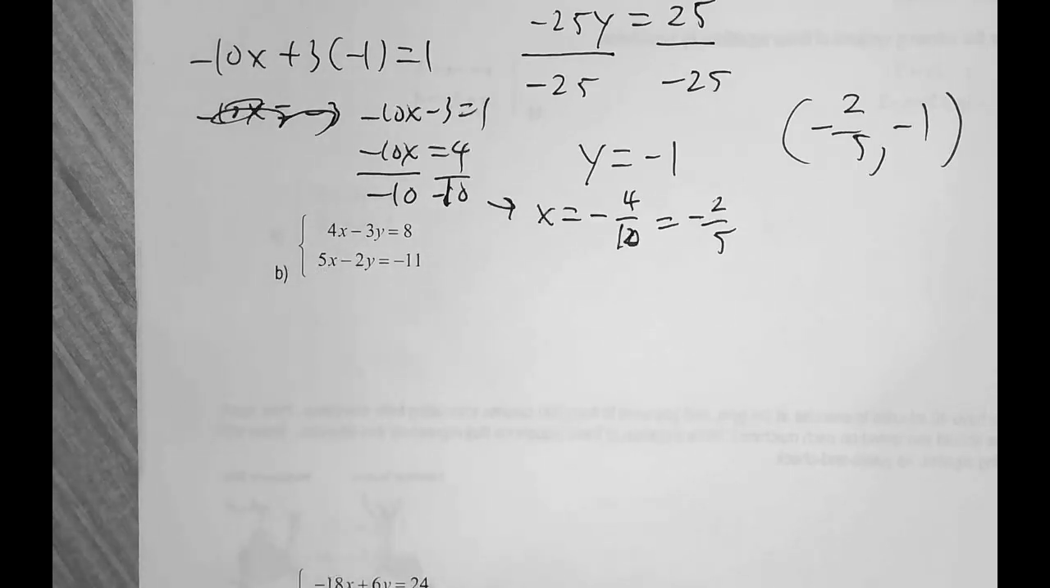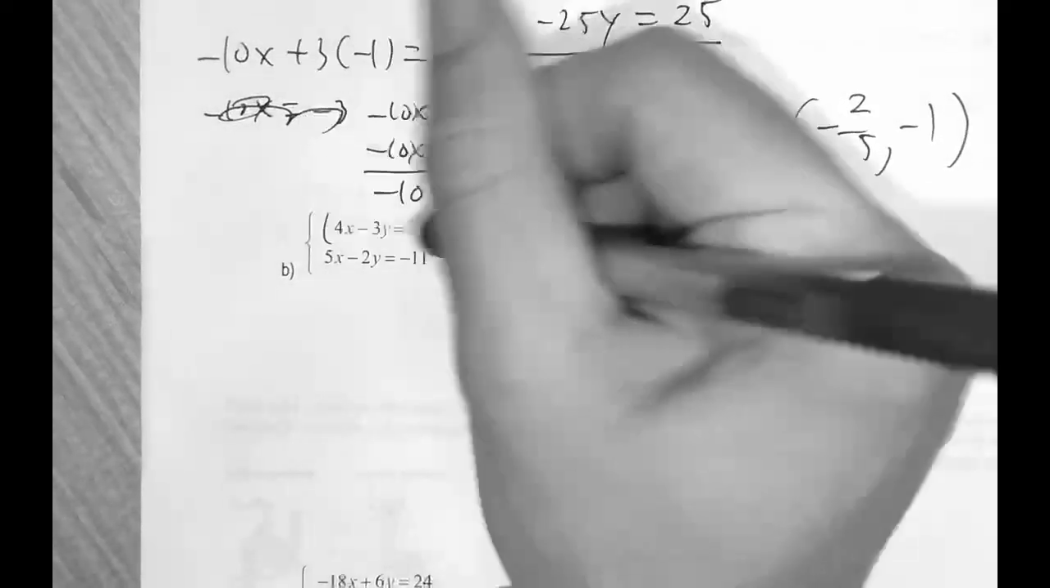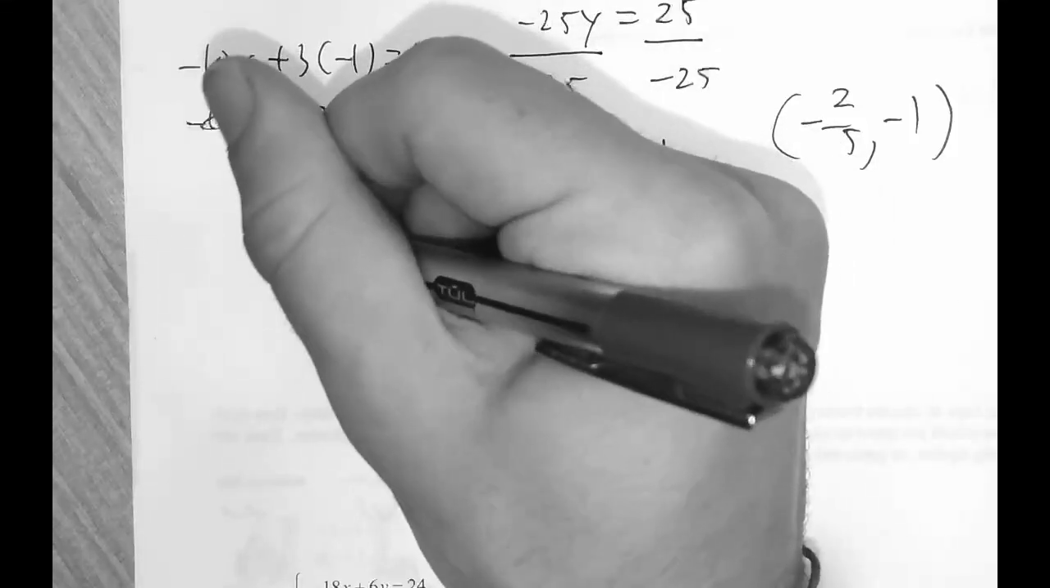So what we're going to do is multiply both things simultaneously. So let's multiply the top one by negative 2. So this top one here, I'm going to multiply that whole thing by negative 2.